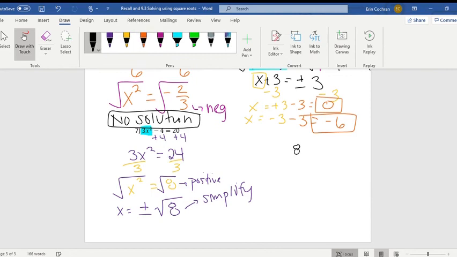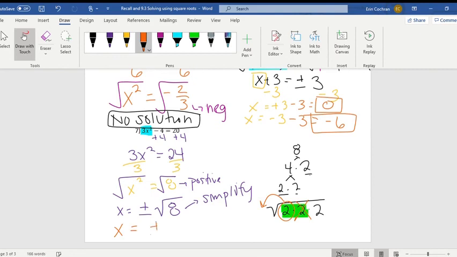So we're going to break down 8. So 8 breaks down to 4 and 2. 2 is prime. 4 breaks down to 2 and 2. So 8 would break down to 2 times 2 times 2. Now, because it's a square root, we look for squares, pairs. So I see a pair of 2's. So I'm going to circle a 2. I'm going to cross a 2 out. So the 2 comes out. So x would equal plus or minus the 2 comes out, radical, and what is left under? 2. So my answer would be positive or negative 2 radical 2.